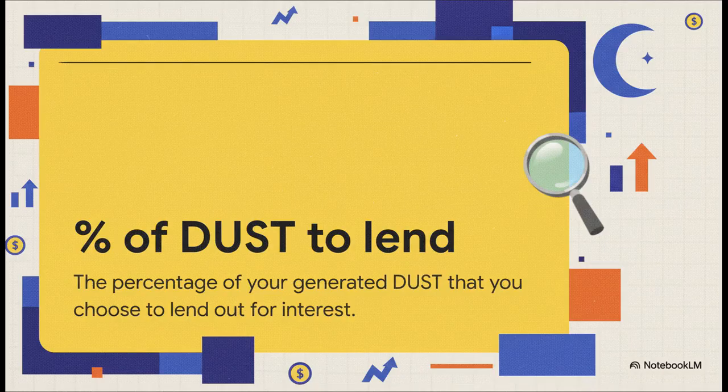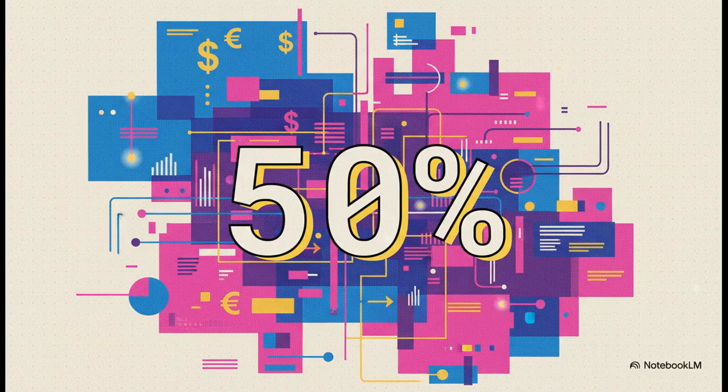Okay, now we're getting into the fun part, strategy. The percentage of dust to lend. Once you've generated all that dust, what are you going to do with it? This slider lets you decide exactly what percentage you want to lend out to earn interest and what percentage you're maybe just going to sell. By default, it's set to a nice, balanced 50%, a 50-50 split. Half gets lent out, the other half is assumed to be sold. But hey, the power is all yours here.